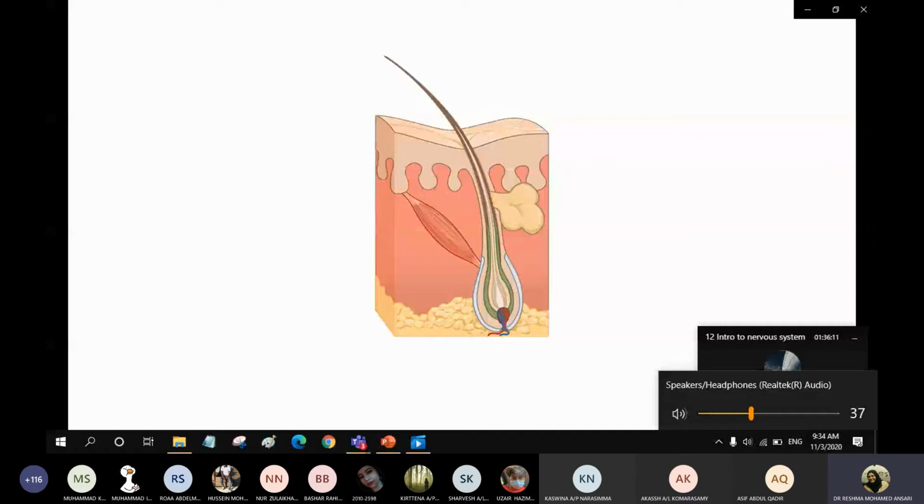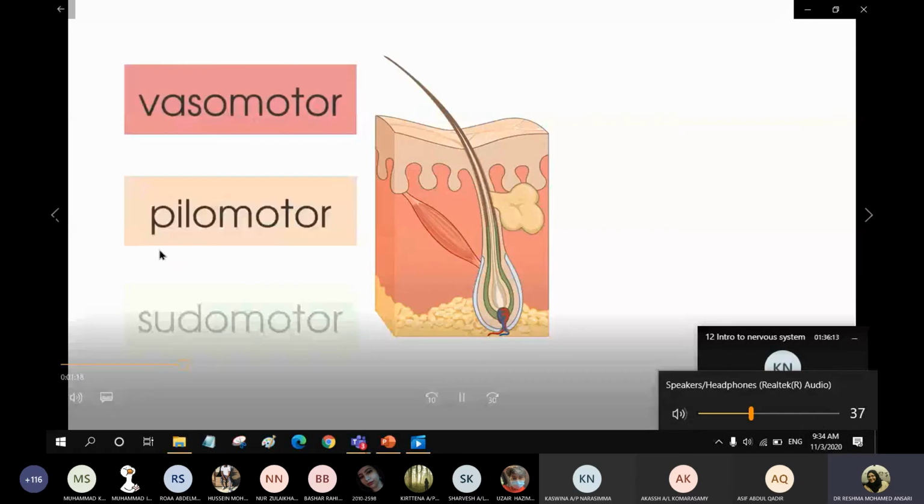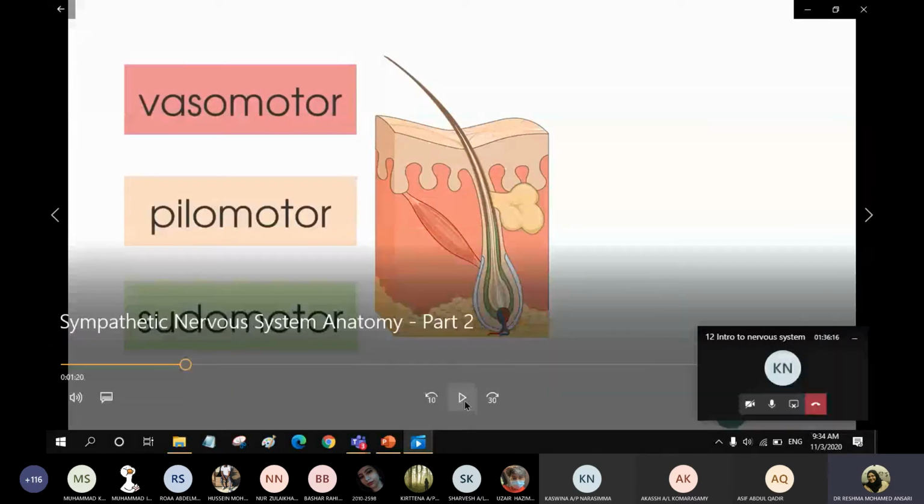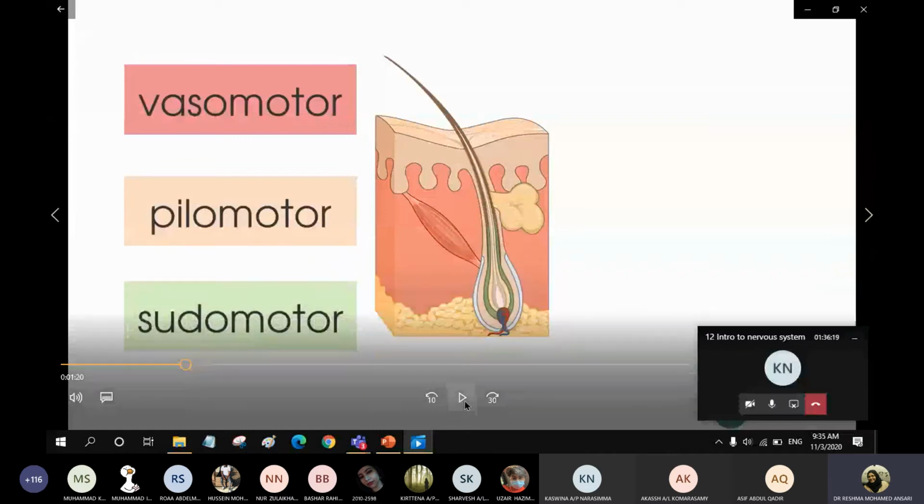So the sympathetic has three functions: vasomotor, pilomotor, and sudomotor. Vasomotor means vaso is vessel, contraction of the vessel. Pilomotor means hair, so the hair will stand up. It supplies the erector pili muscle, which is a smooth muscle. The moment we see a snake, the peripheral arteries will shrink, so the vasomotor acts. Our hair will stand up because we feel very scared, so that is pilomotor. And sudomotor means sweat, so we start sweating more.